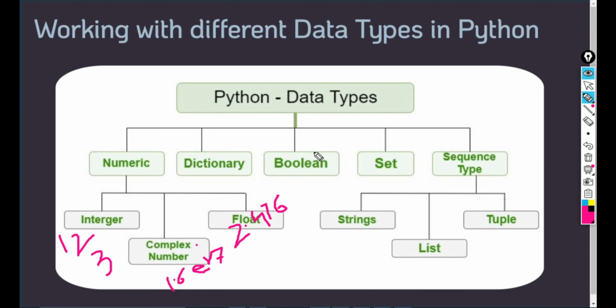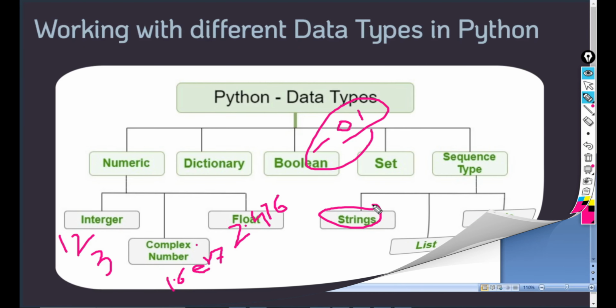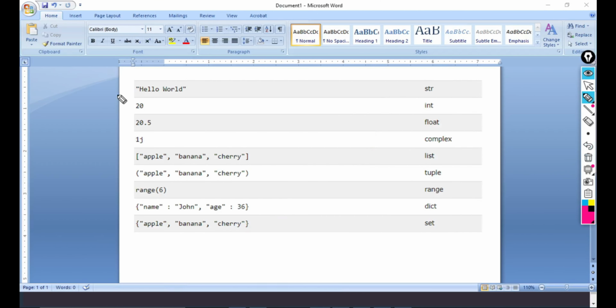When I'm talking about boolean, these are also called dichotomous variables. They have just two values. They either can take 0 or 1. This is how your logit data looks like. It will take boolean 0 and 1. In sequence type you have tuple, list, and strings. By strings you mean textual data. So if you look at a string, it's going to be textual data like hello world.